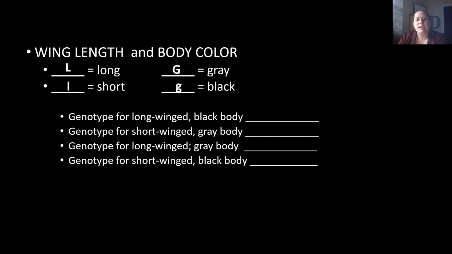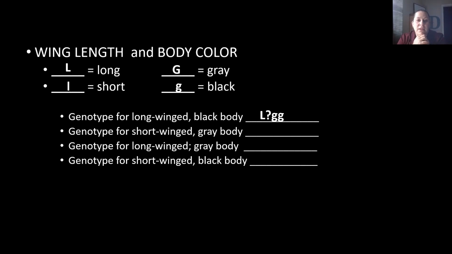So what's the genotype of a long-winged, black-bodied fly? Well, guys, the long wing means there has to be one big L, but it could be another big L or a little l. It doesn't matter. That's why I put the question mark there. It just depends. But to be black-bodied, they have to have two little g's.